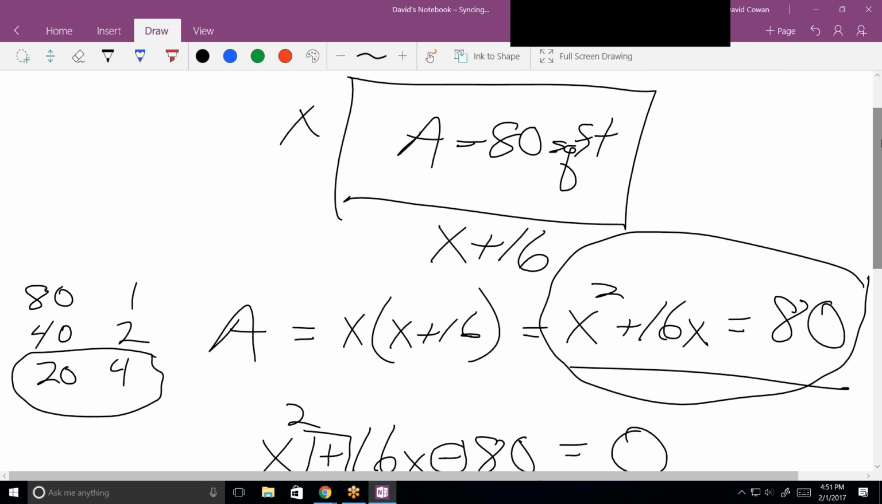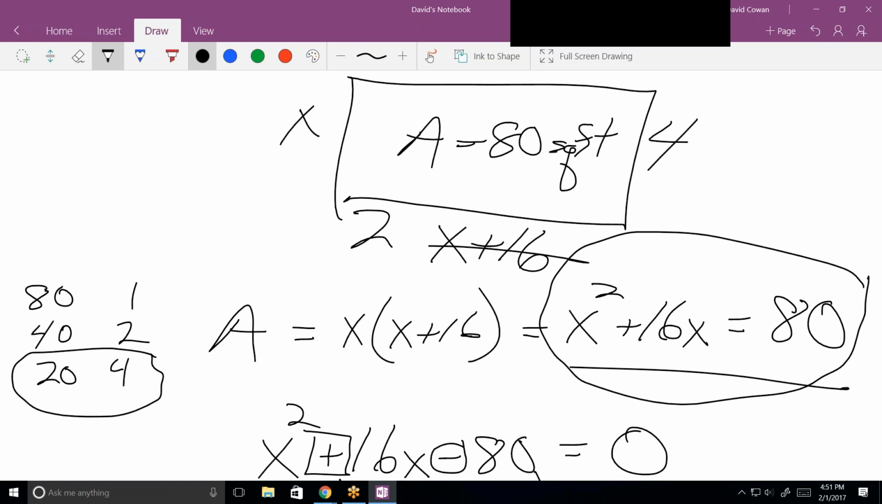And then if we want to check, does 4 work? That would make that 4, and it would make this 20. 4 times 20 is 80. So an x value of 4 works perfectly fine.